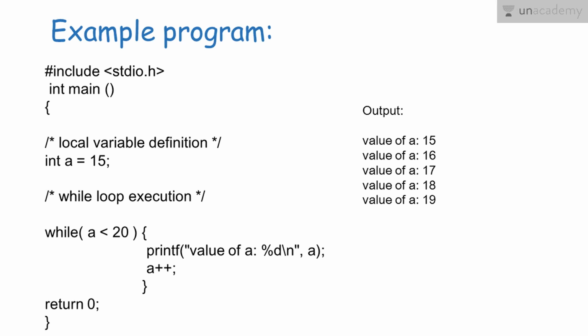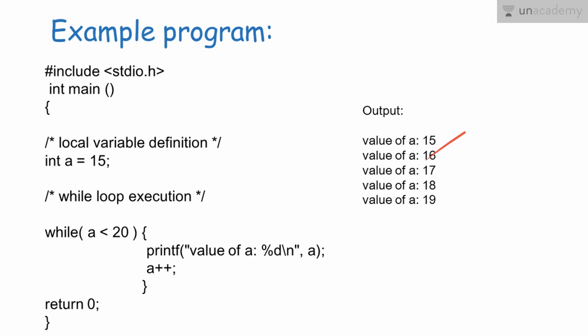So an example program here. See, we have declared that a is equal to 15. Our condition is a should be less than 20. So our first value is a is equal to 15. So check 15 is less than 20. So print the value of a is 15. Increment it, a is 16. Come back to checking the condition. 16 is less than 20. True. So print value of a is 16 and increment it.